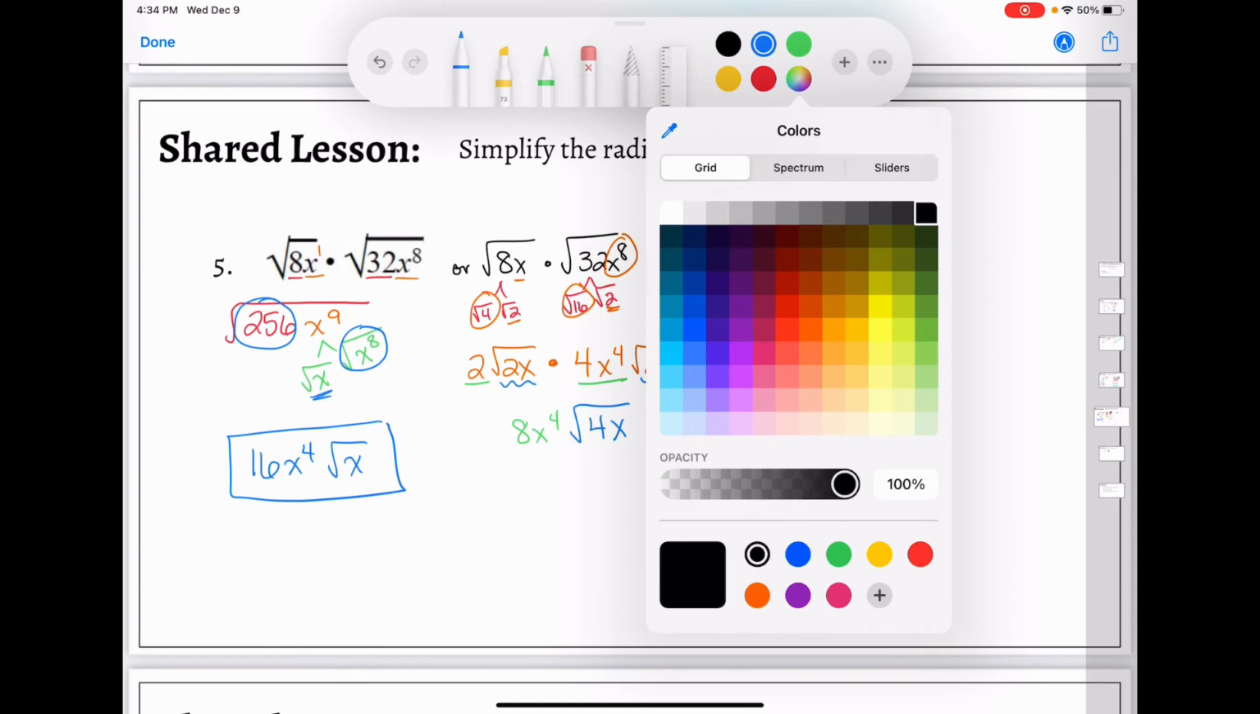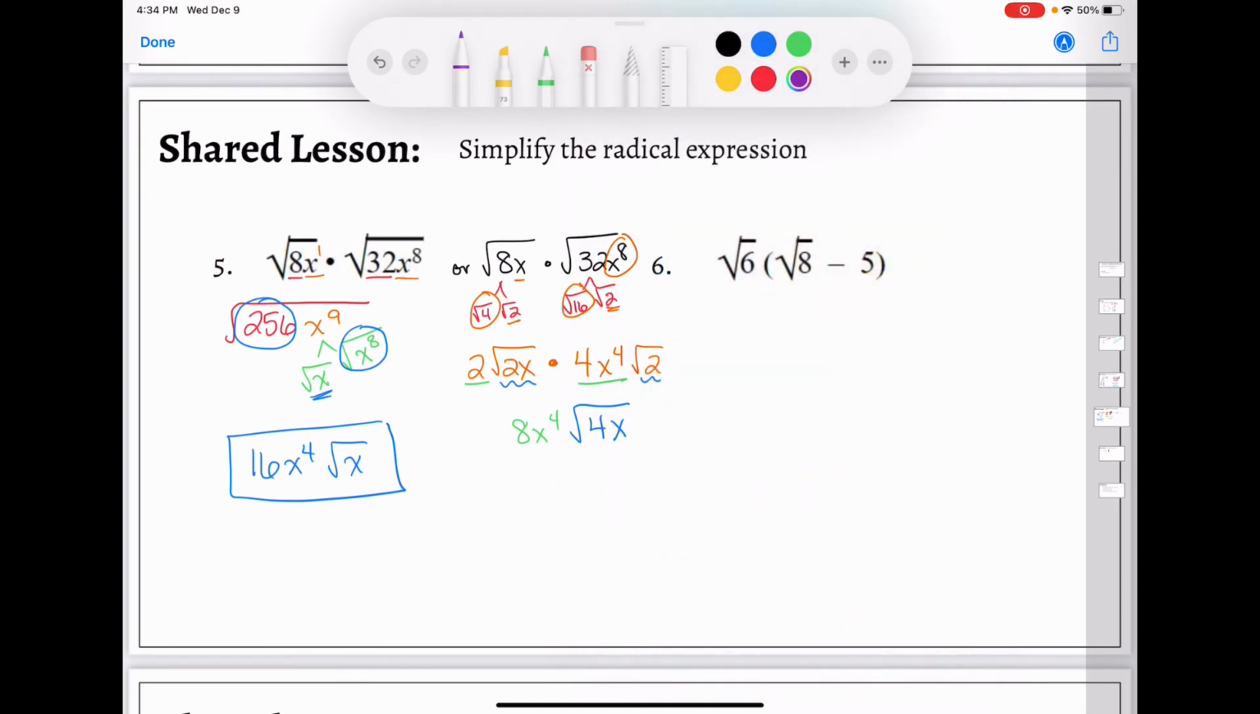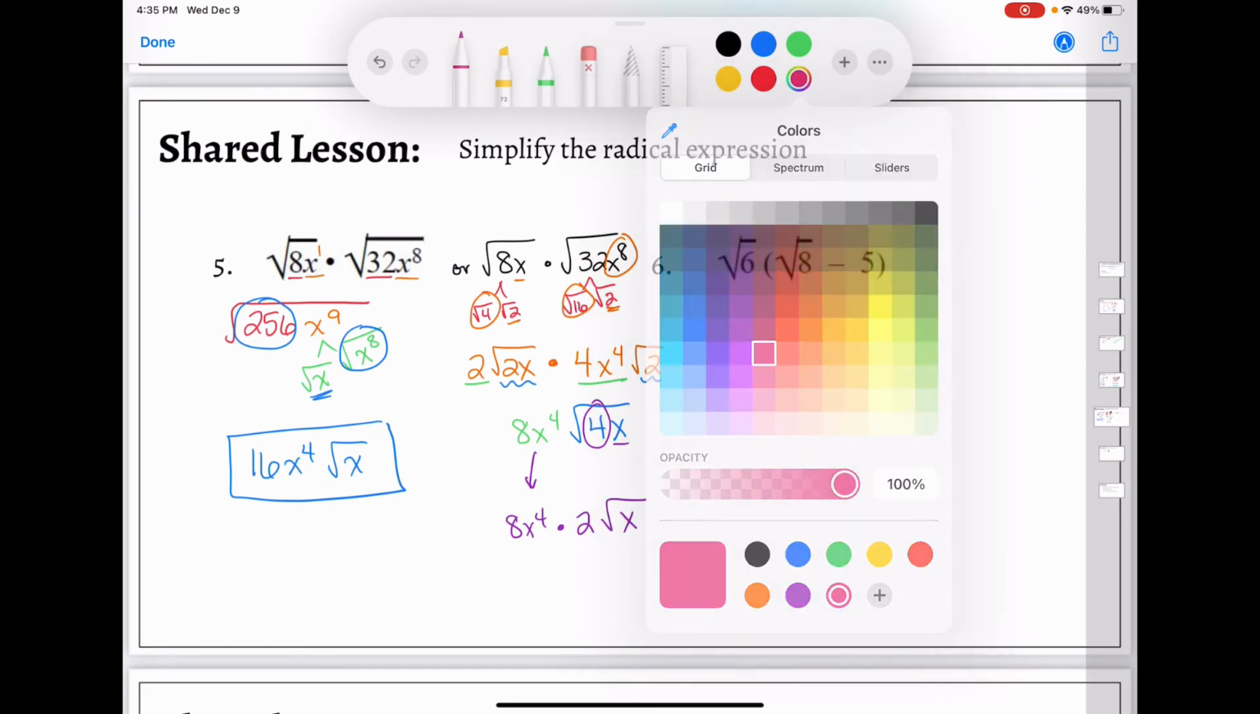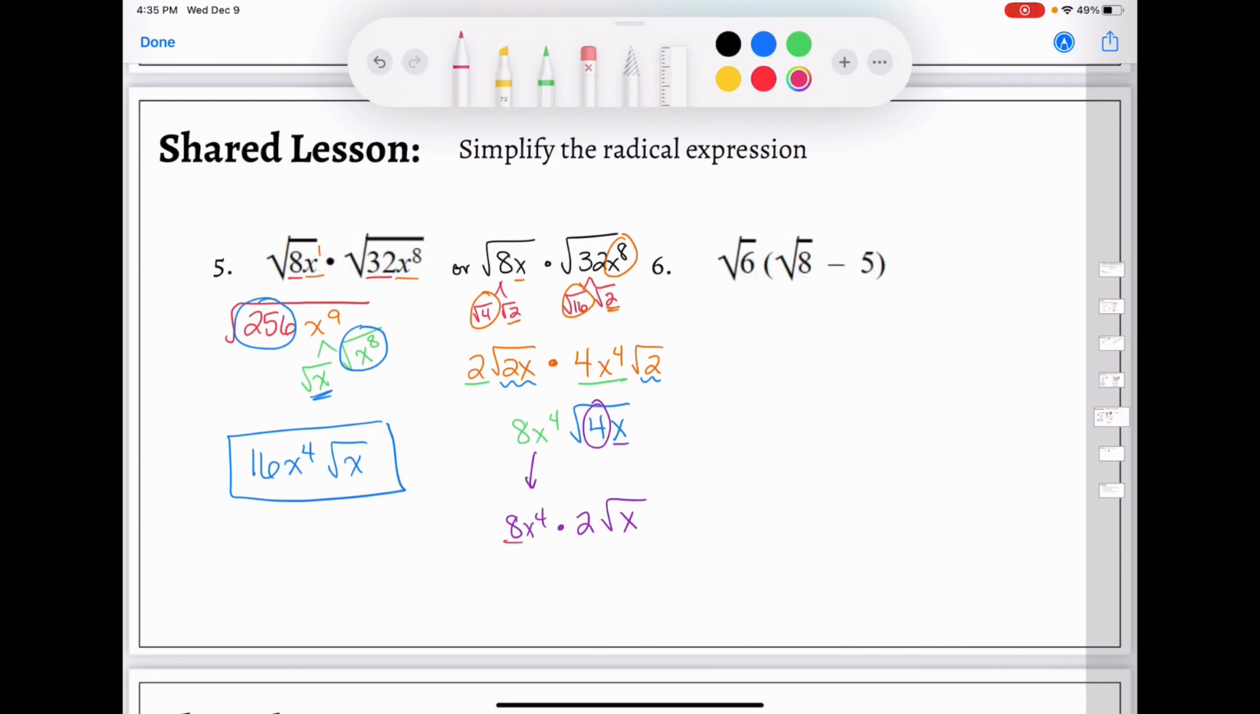Now that's not nearly so bad to reduce. Square root of 4, that's a perfect square. X is going to stay put. So I'll have, bring this guy down, 8x to the 4th times 2 radical x, and then just multiply my 8 times 2, which gives me 16x to the 4th radical x.